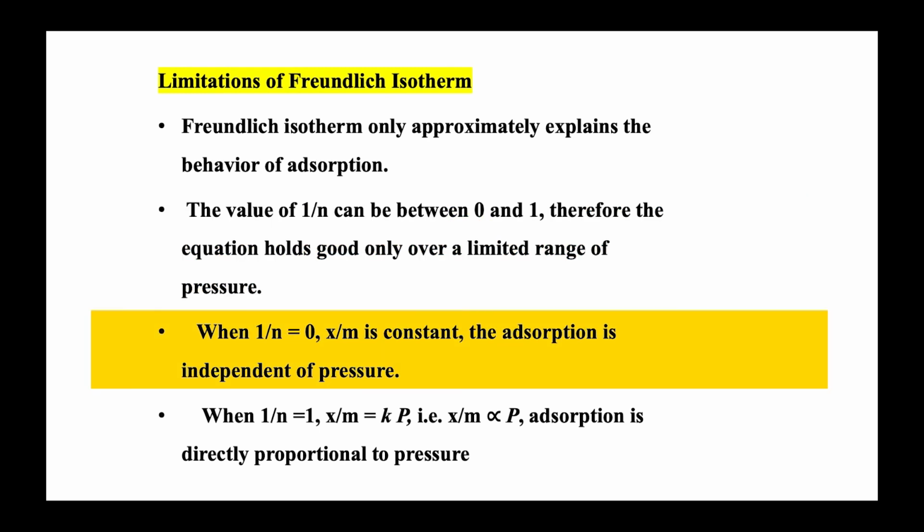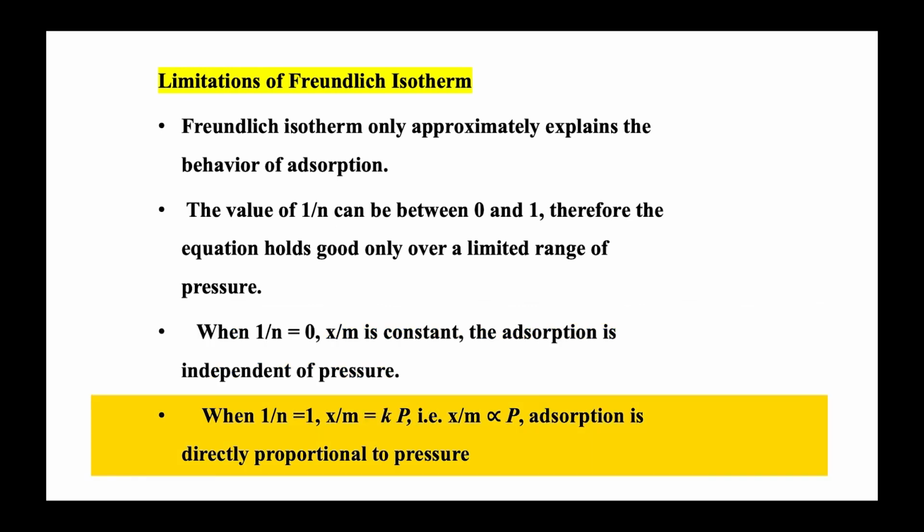When 1 by n is equal to 0, x by m is constant. The adsorption is independent of pressure. When 1 by n is equal to 1, x by m is equal to Kp. That is, x by m is directly proportional to pressure. This is about Freundlich adsorption isotherm.